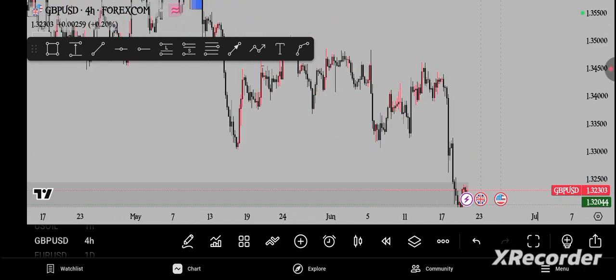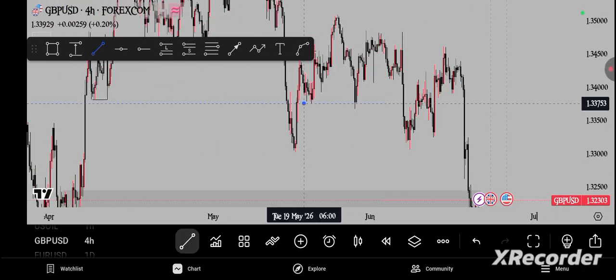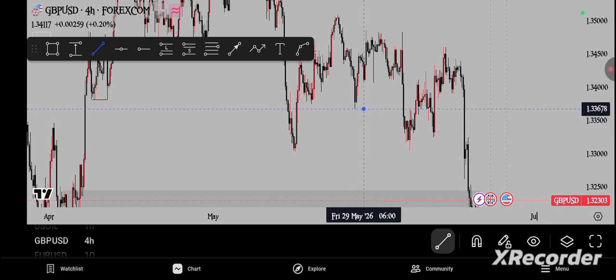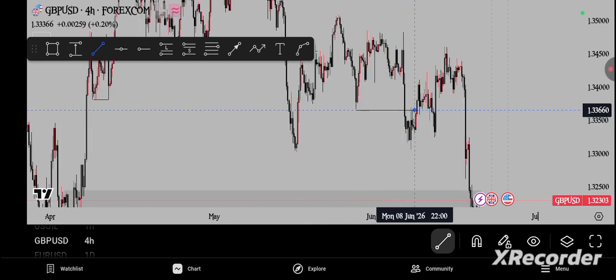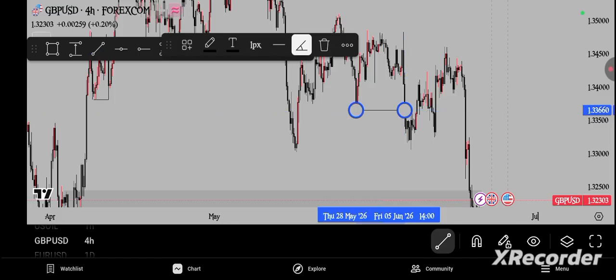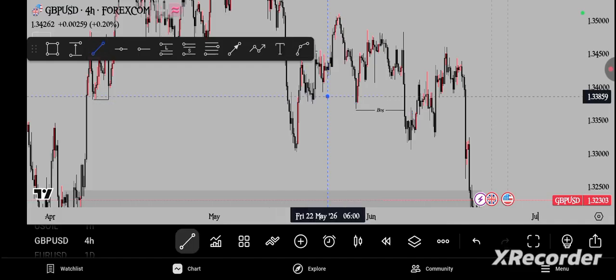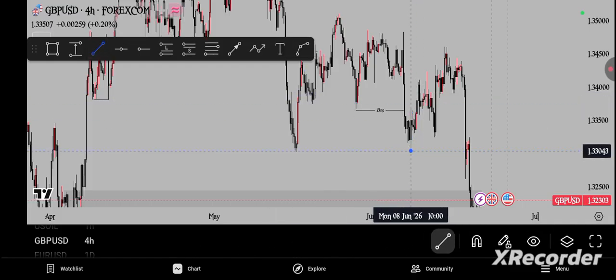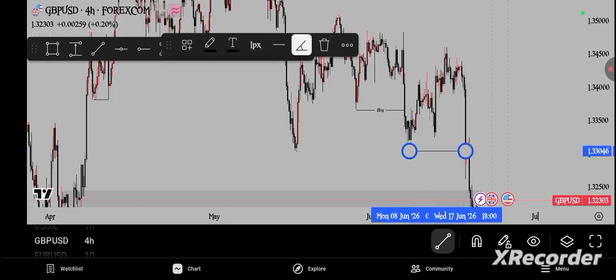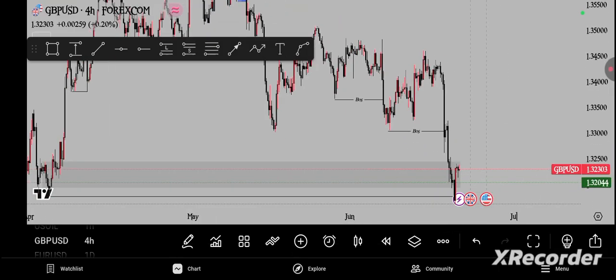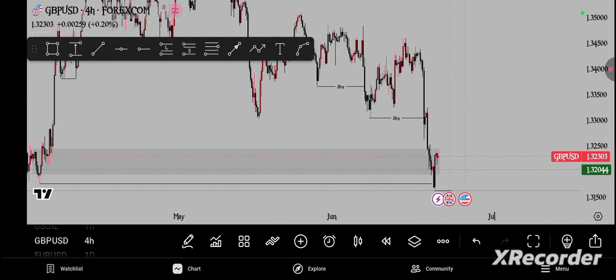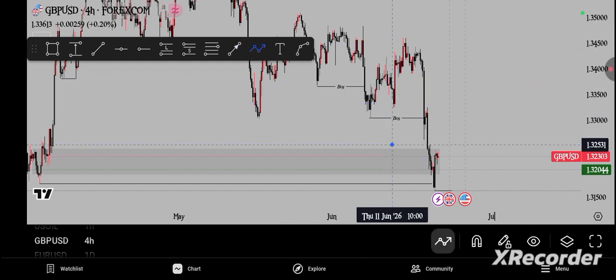And coming to our current bias now, if you notice, we have a break of structure here. We have a break of structure here. We have another break of structure here. So now, if you notice, we have what? To mark out our supply zone, since our bias is what? Is bearish. You can notice now there was what?